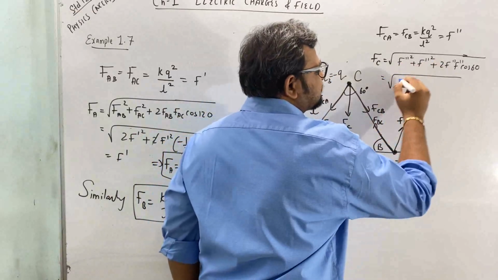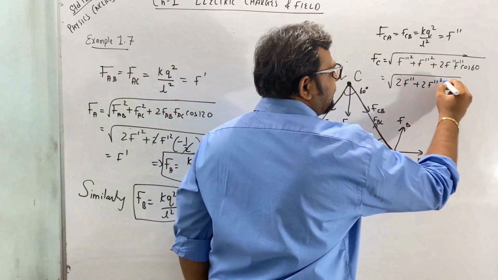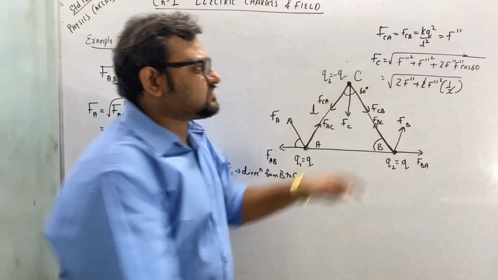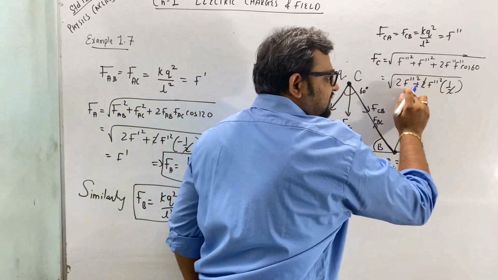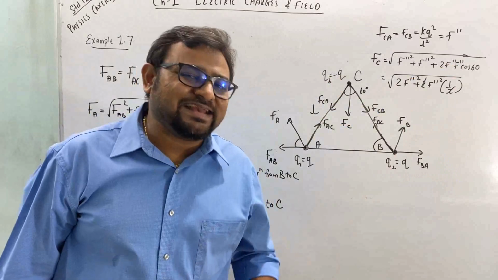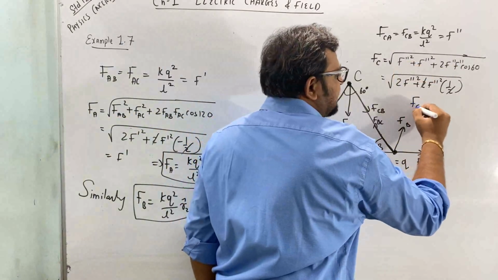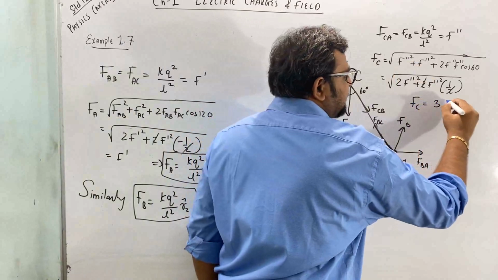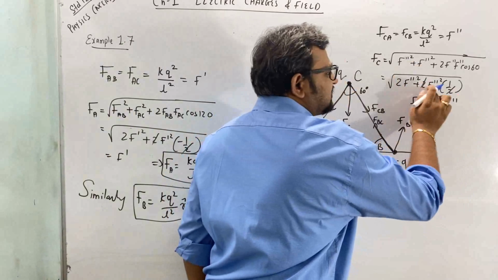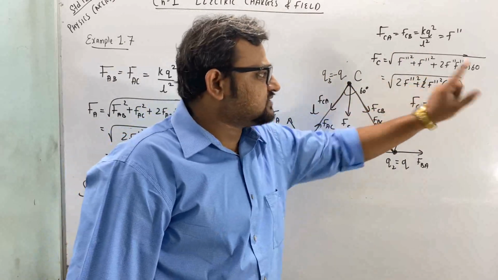So F double dash square plus F double dash square, 2 F double dash square, plus 2 F double dash square times 1 by 2. So this will be 2 F double dash square plus F double dash square, which is 3 F double dash square, under a square root. So the force acting on C will be root 3 times F double dash, sorry, 2 plus 1 is 3, under a square root. And the square root of F double dash square is F double dash.